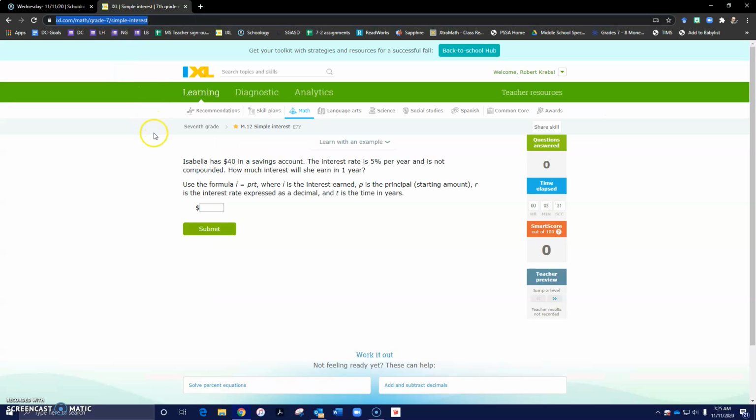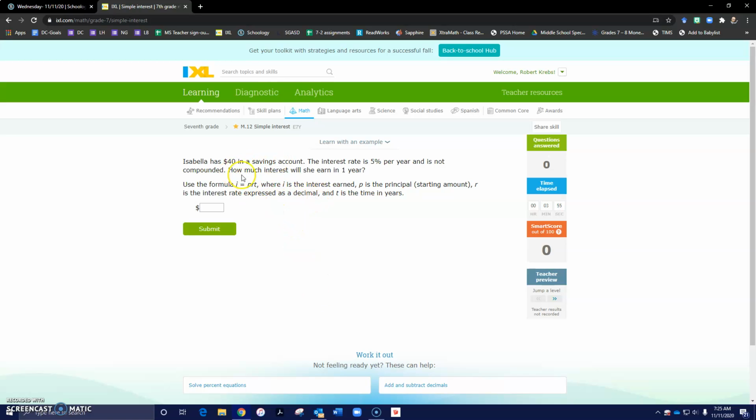Here's what M12 looks like. It's going to be giving you some different word problems, and what you have to do is figure it out. So the formula we've been talking about is I equals PRT. I is the interest, that's what we're finding. P is the principal. R is the rate in percent, which we put into decimal form, and T is the time in years.